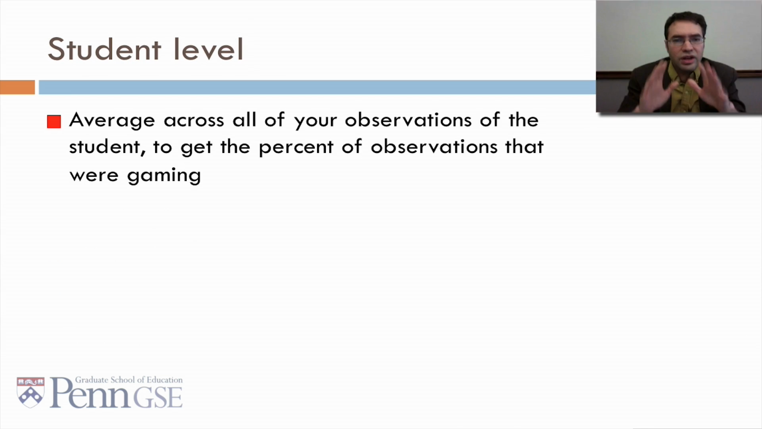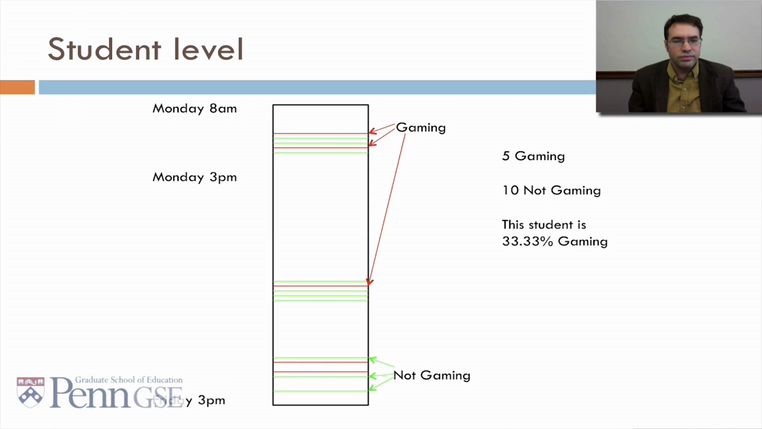The student level. To get the student level, you average across all of your observations of the student to get the percentage of observations that involve gaming a system. So for example, if the student has 5 gaming observations across the whole span of time and 10 non-gaming observations, we say that on the average, the student was gaming a system about a third of the time.